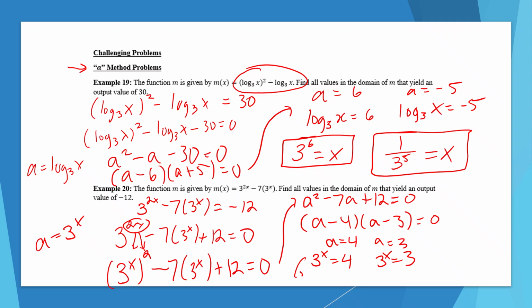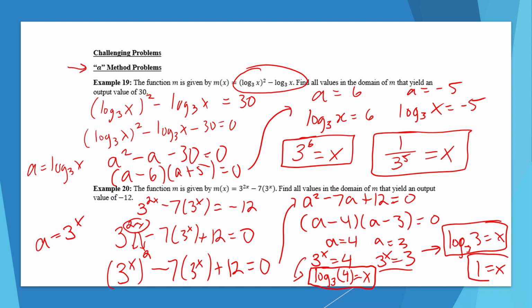Here, I'm going to convert this to logarithmic, so this should be log base 3 of 4 equals x. That's going to be my first solution. And then this one right here would be log base 3 of 3 equals x as well. However, you should know, or you can just figure it out from here, but log base 3 of 3 is 1. So they would probably expect you to convert that to x equals 1 as your true final solution there. So both of those would be the correct answer for example 20.